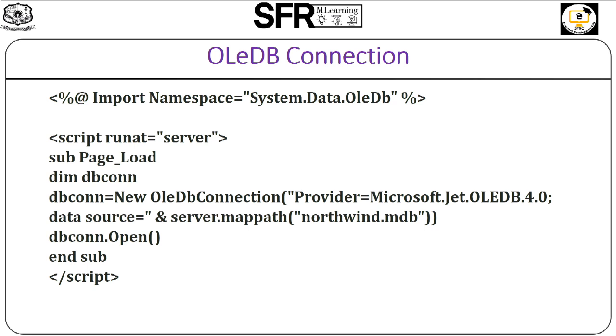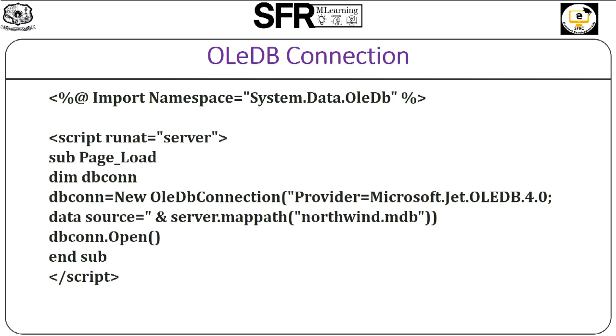First we have to import the namespace system.data.oledb. Next we have to write a script for establishing the connection between our database and our ASP.NET application. Script runat server, sub. So we have to write the subroutine in the page load subroutine. So sub Page_Load. Next we are creating a variable called dbcon. So dbcon is used to create a new connection. So dbcon is equal to new OleDbConnection.